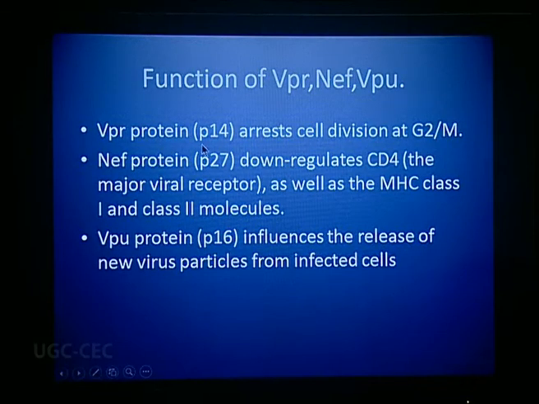The VPR or P14 arrests cell division, because the cell division will be arrested in the host cell at the G2 and M point. NEF protein or P27 down-regulates CD4 and MHC class 1 and class 2 molecules. They are also down-regulated, and that is the reason why the immunity gradually goes down. And the VPU or the P16 actually helps in the release of the new viral particle after the host cell has been destroyed. So this was the structure of the genome.